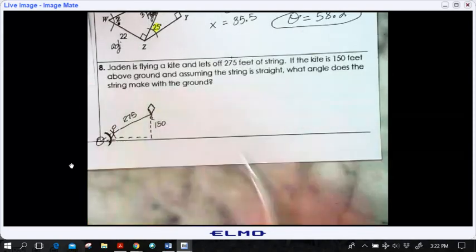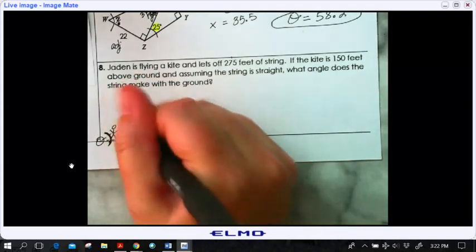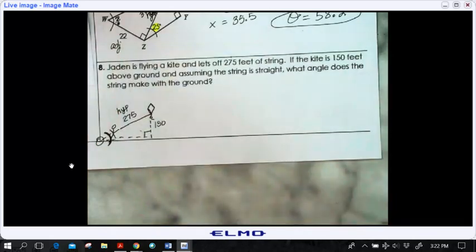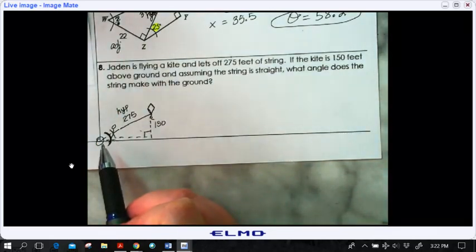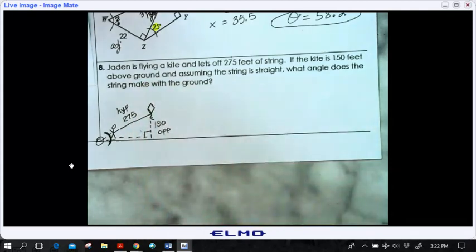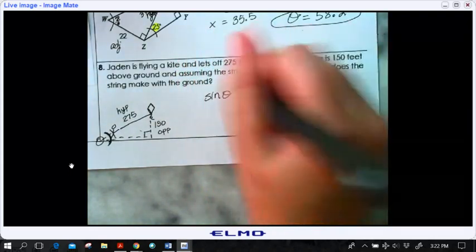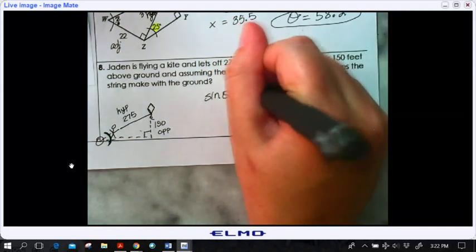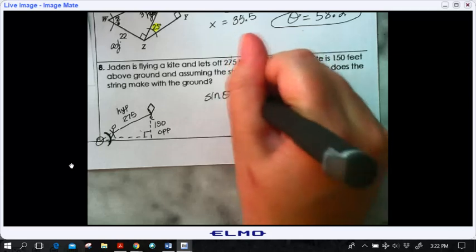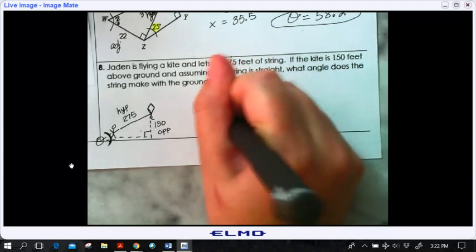So we need to find this missing angle. So what information do I know? Well, this is a right triangle, and that 275 is the hypotenuse of the triangle. And from this angle, 150 is opposite the angle. So we're using hypotenuse and opposite, which is going to be my sine function. So sine of theta equals the opposite over the hypotenuse. And so let's just do our sine inverse to figure out what theta is.